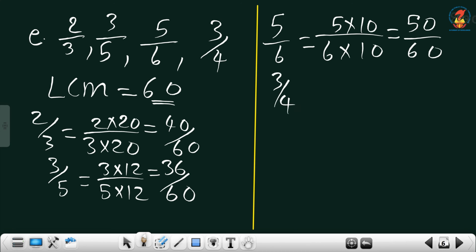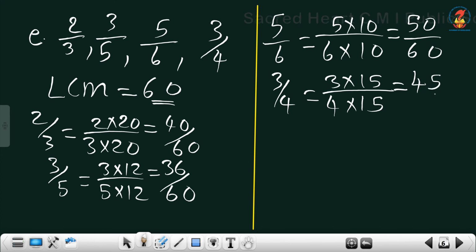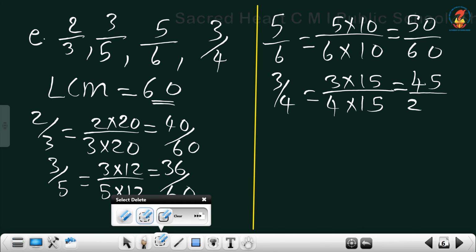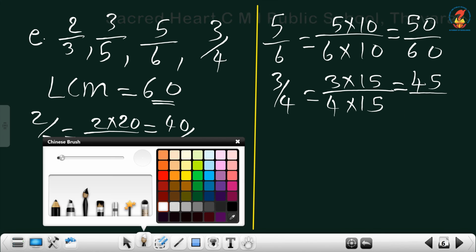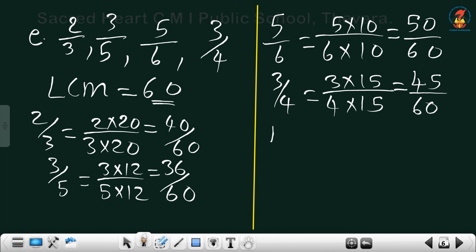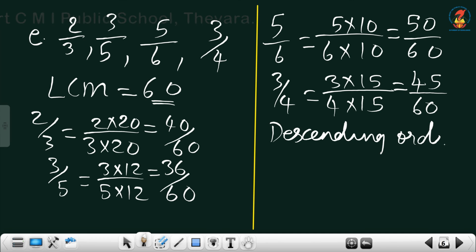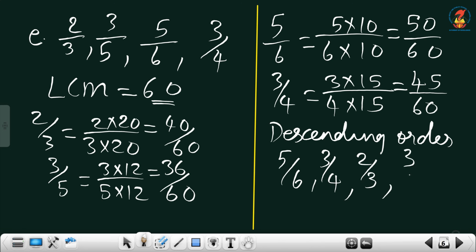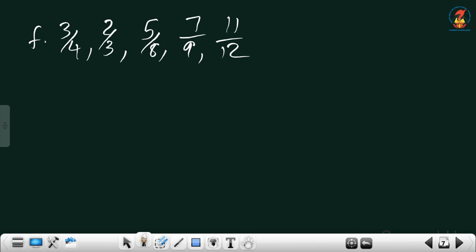Then 3 by 4, 4 into 15, 3 into 15, that is 45 by 60. 45 by 60, right? Then descending order is what? Tell me, the descending order is what? First we need to write 50 by 60, that is 5 by 6. Then 45 by 60, that is 3 by 4. Then 40 by 60, that is 2 by 3. Then 3 by 5. Okay.